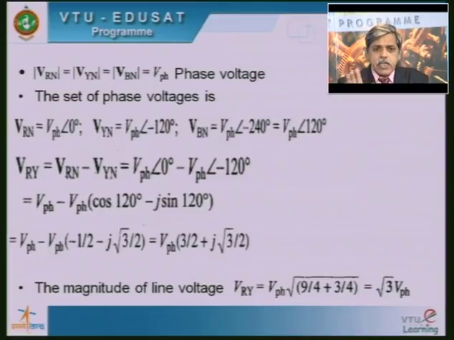This relationship will hold good even for a 4-wire system also, but the requirement is that the system we are considering should be a balanced system. Only then will this relationship hold good. In an unbalanced star connected system, I do not get this relationship where line voltage is equal to √3 times the phase voltage.